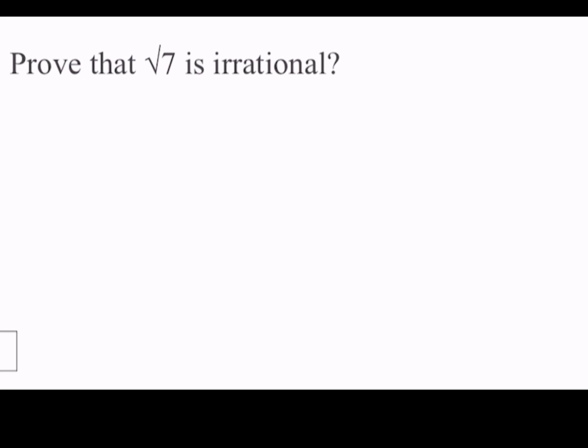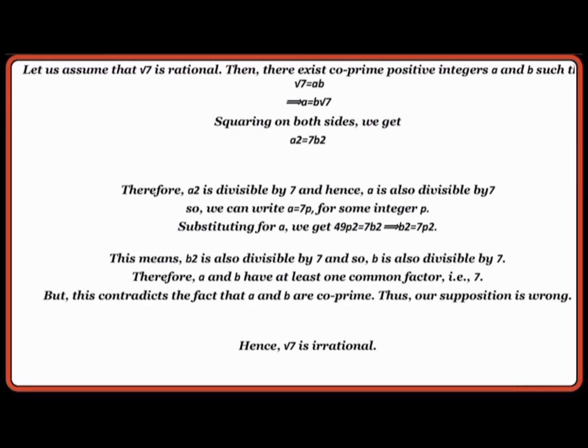Now let's also see a really important question. I told you that if root 2 or root 5 comes, just the squaring is different but the steps are the same. So the question is, prove that root 7 is irrational. First you have to assume that root 7 is rational. Then we can say that root 7 is equal to a by b, and a is equal to b root 7. Then we have to square on both sides. That will be a square is equal to 7b square. Now a square is divisible by 7, and a is also divisible by 7.